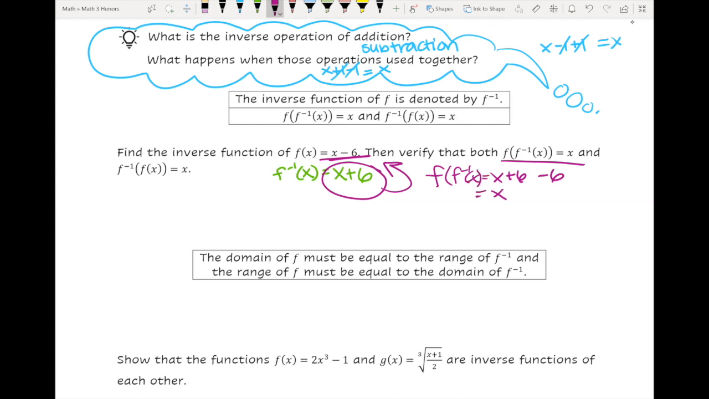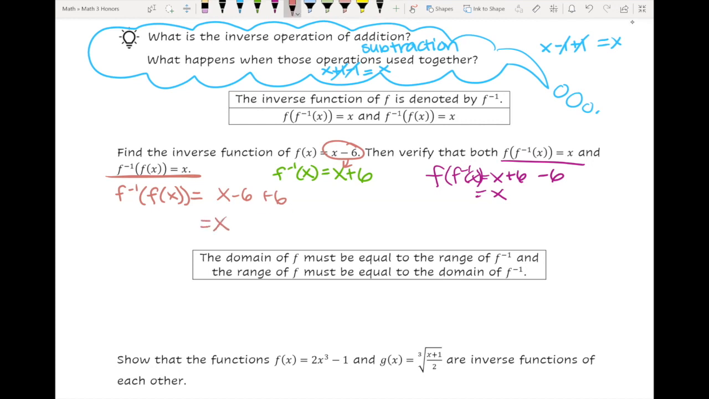Now, both have to be true. I'm going to now try to see if the opposite, if f inverse of f of x, let's see if that equals x. That means I have to substitute the entire f of x function into the f inverse function. So instead of x plus 6, I have the entire x minus 6 plus 6. Again, there's nothing multiplied in front of my parentheses, so I can get rid of my parentheses. And I've got another minus 6 plus 6. They undo each other. They are inverses. I'm down to just plain x. Good. f inverse of f of x equals x. So both of these are true. So that means that we found the correct inverse function.